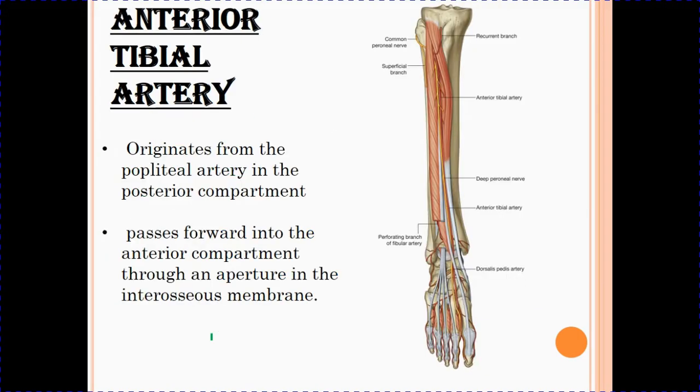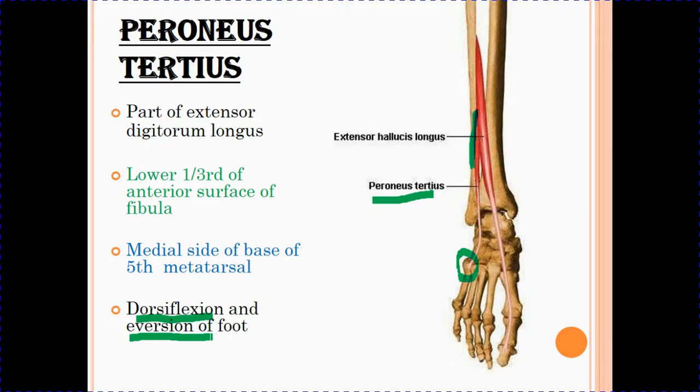So we have done the four muscles. We are going to revise these four muscles. The first is Tibialis Anterior. Second is Extensor Digitorum Longus. Third is Extensor Hallucis Longus. And the fourth is Peroneus Tertius muscle.